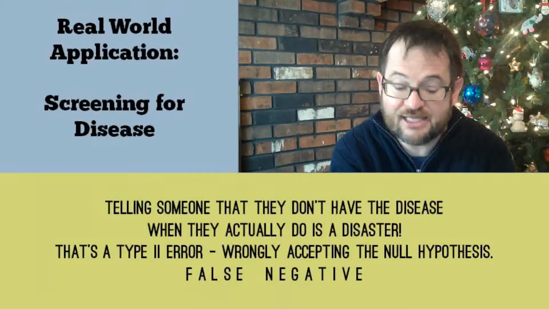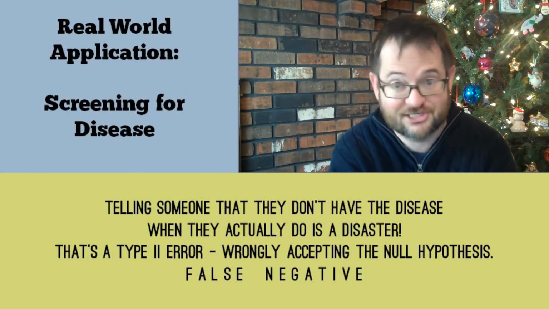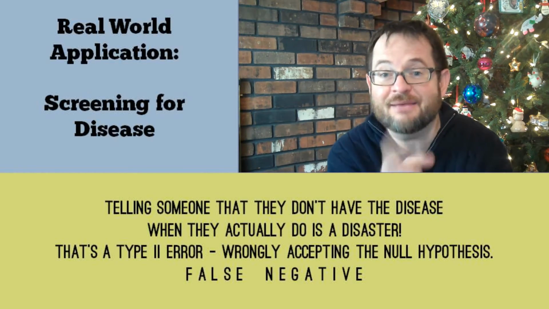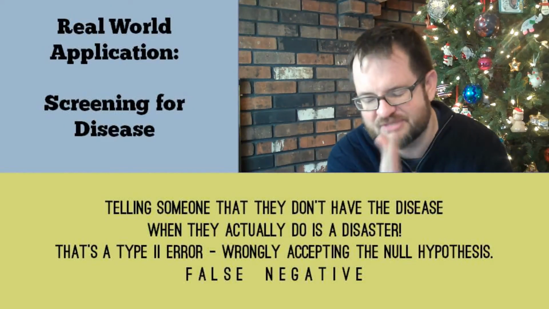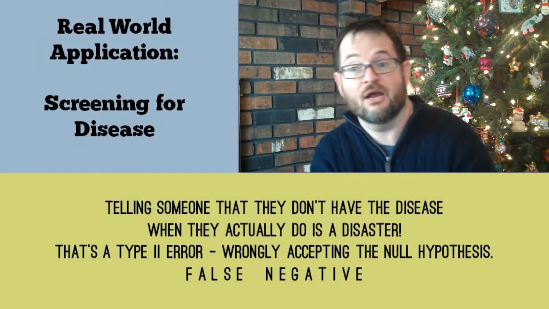On the other hand, telling someone that they don't have the disease when they really do is also a disaster, right? That's a type 2 error. You wrongly accepted the null hypothesis, or strictly speaking, you wrongly failed to reject the null hypothesis that they were healthy.